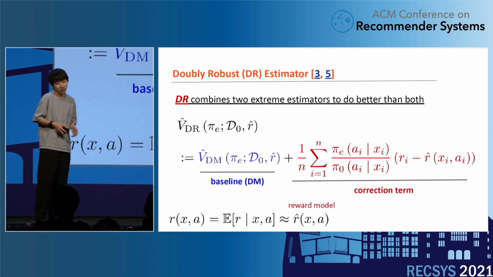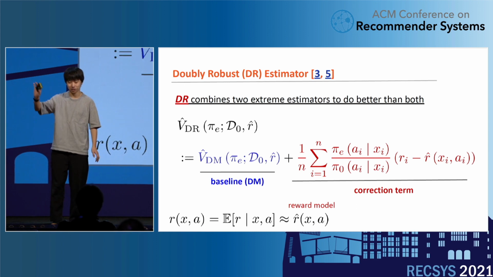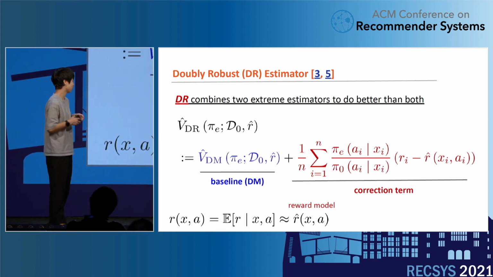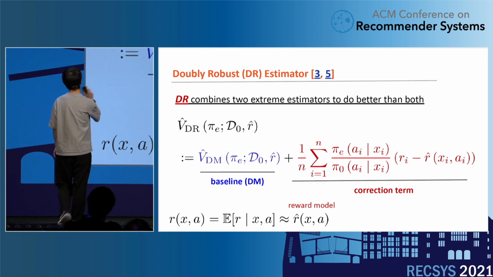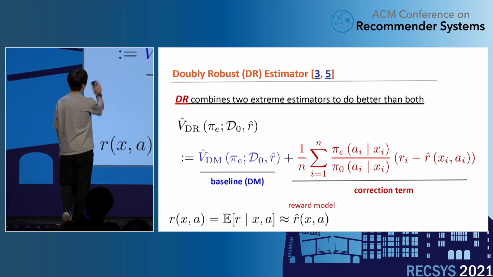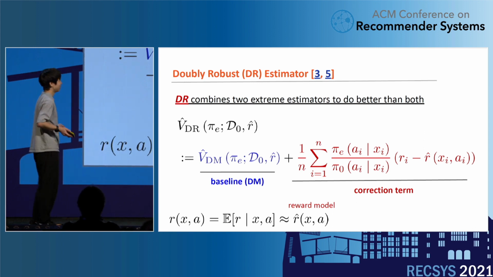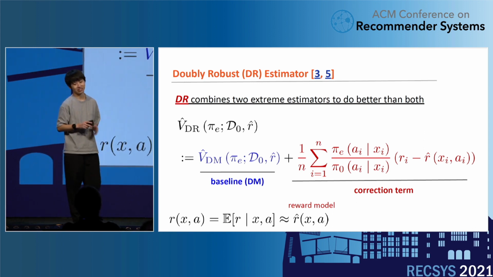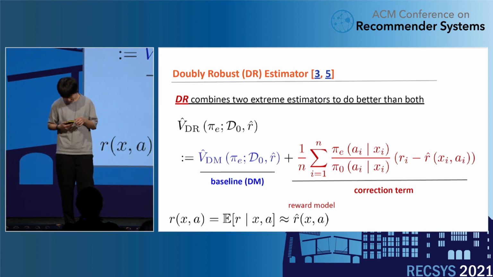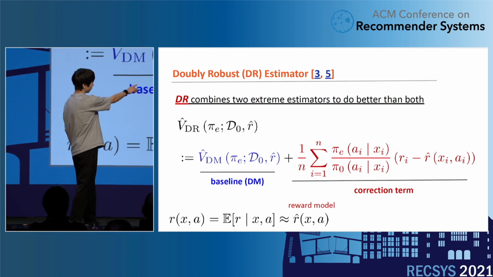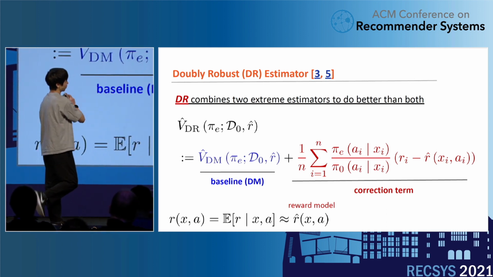In industrial recommender systems, I think reward is always very sparse, so it's very difficult to accurately approximate this expected reward function. That's the problem. What doubly robust does is that, luckily, we have some reward observations in the log data, which means we can do some correction to the estimation error of the reward predictor by putting in the second term as a correction term, right?